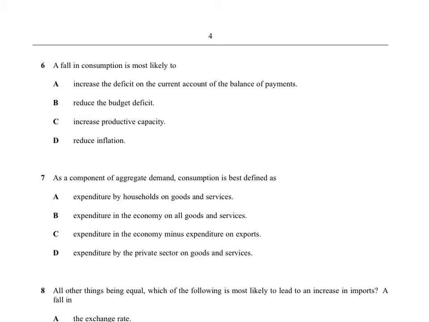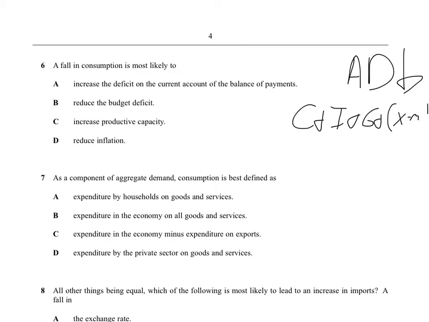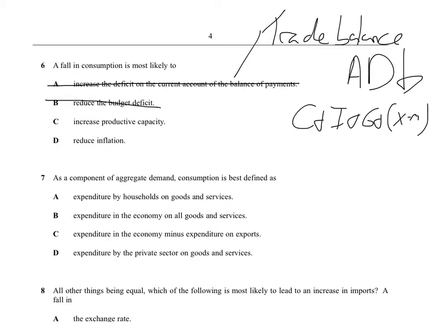Right, question number 6. A fall in consumption is most likely to. Now we know a fall in consumption makes AD go down, because it's C plus I plus G plus X minus M. So, a fall in consumption is most likely to increase the deficit on the current account and the balance of payments? Actually, that's going to improve our deficit on the current account, because remember, current account and the balance of payments means trade balance. If we are buying less stuff, we're going to be buying less imports, which is actually going to be good for our trade balance. A fall in consumption is most likely to reduce the budget deficit. No. And not in lots of ways.